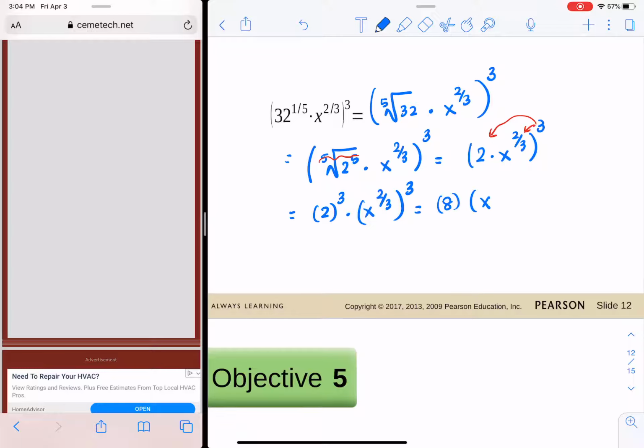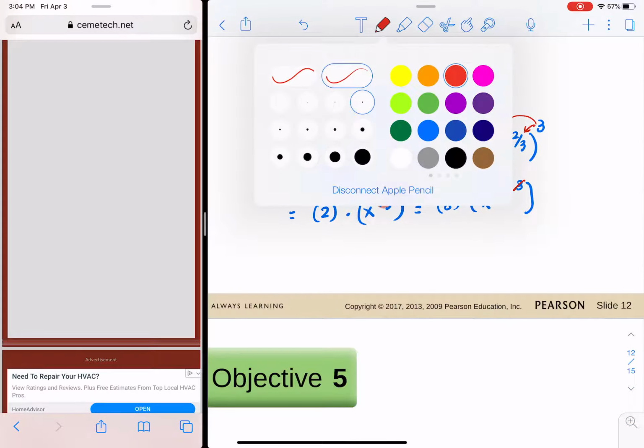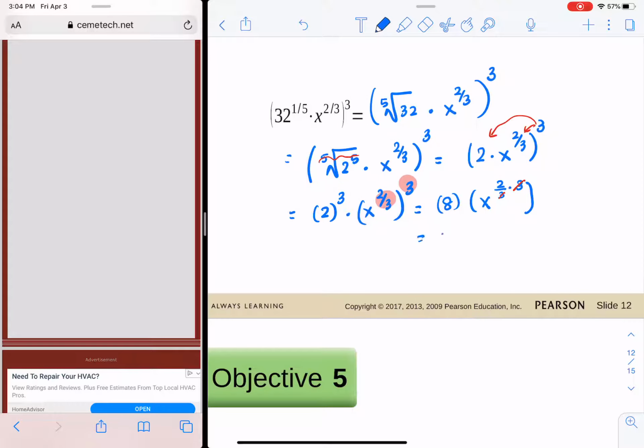another property of exponents. If we have x raised to the power of something, which is raised to the power of something else, we could simply multiply the two exponents, so 2 over 3 times 3. Those two will get cancelled, and we will have 8 times x squared.